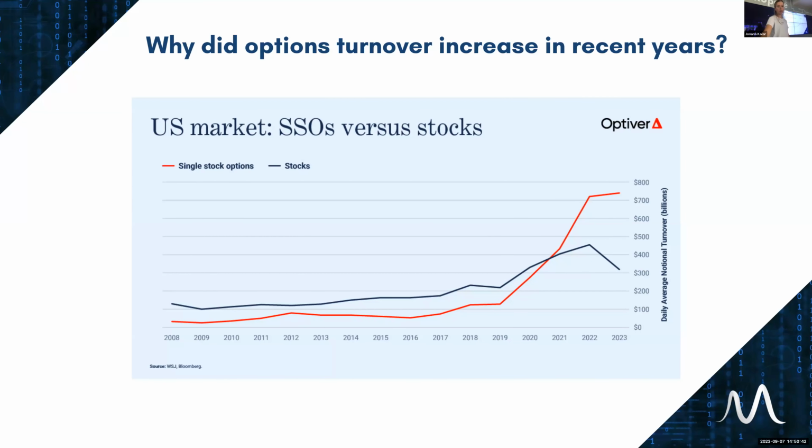Oh yeah, I forgot to mention at the start that options have increased a lot in turnover, the amount that's traded in the recent past. They surpassed how much just stocks on their own have been traded, here in 2021. So given what we've learned today, why do you think that people have been trading more options since 2021?